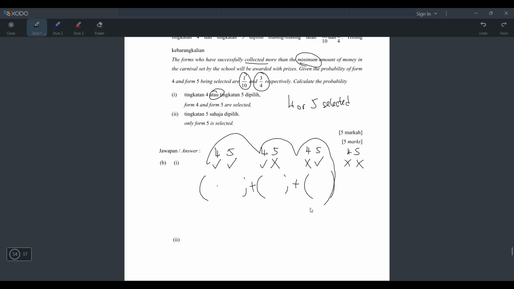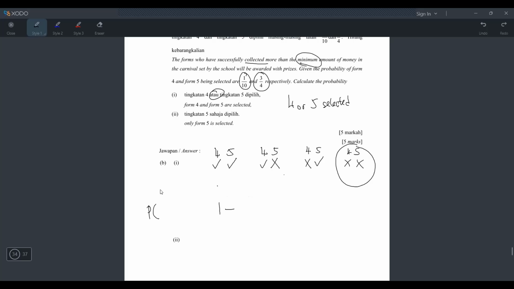Like this, like this, like this. But if you do it like this, can also, but very slow. Let me suggest a better way. If I want to find these 3 added together, you can take 1 minus what you don't want, because total probability will always be 1. So what is the probability for from 4 or from 5? It will be 1, the total probability, minus with what? Minus the case where 4 and 5 are not selected.